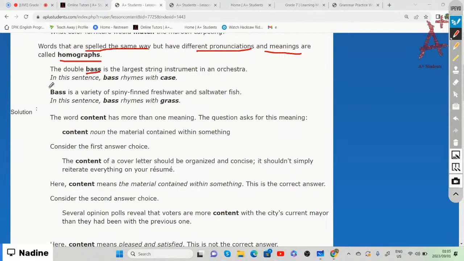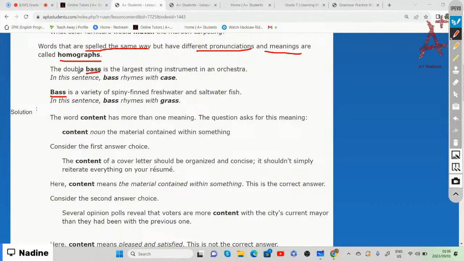And as you can see, this word has the same spelling as the word on top, but the pronunciations are different, as well as the meaning. So in this case, it rhymes with grass. So this word has more than one meaning, right? So when it comes to bass, the fact that it is pronounced differently but spelled the same, it says the new content has more than one meaning.